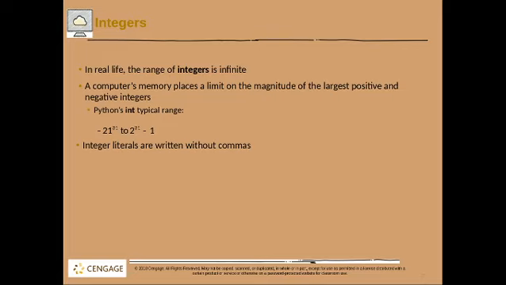In real life, the range of integers is infinite. The computer's memory places a limit on the magnitude of the largest positive and negative integers. This is the limit for Python. Integer literals are written without commas. This is a numerical data type.